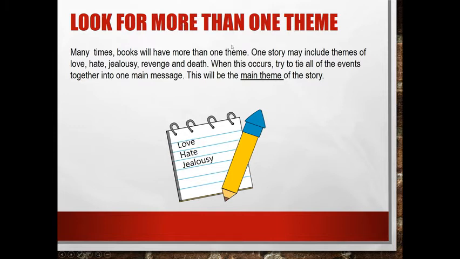Look for more than one theme. Many times, books will have more than one theme. One story may include themes of love, hate, jealousy, revenge, and death. When this occurs, try to tie all the events together into one main message. This is the main theme of the story.